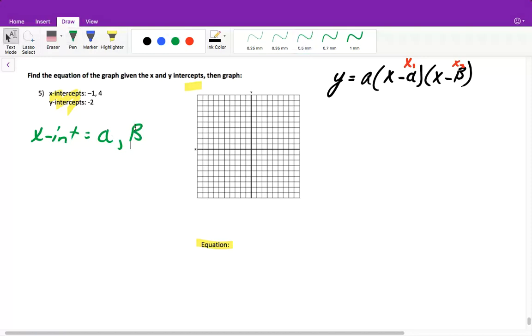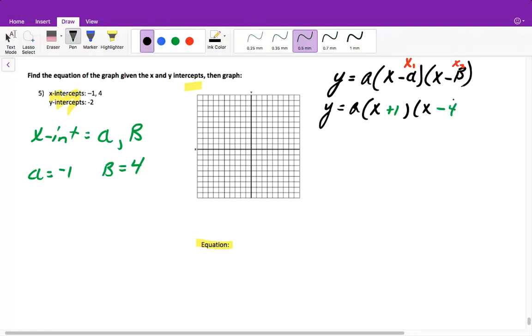It really doesn't matter which one you choose, but one of them gets set equal to your alpha, so let's just say -1, and the other one will get set equal to your beta, so we will just say 4. So we will substitute it in then. y is equal to a times x, so it's minus -1, so it becomes +1, times x minus our beta, which is 4, so it's -4. Just know that for your alpha and your beta, we will substitute in our x-intercepts.